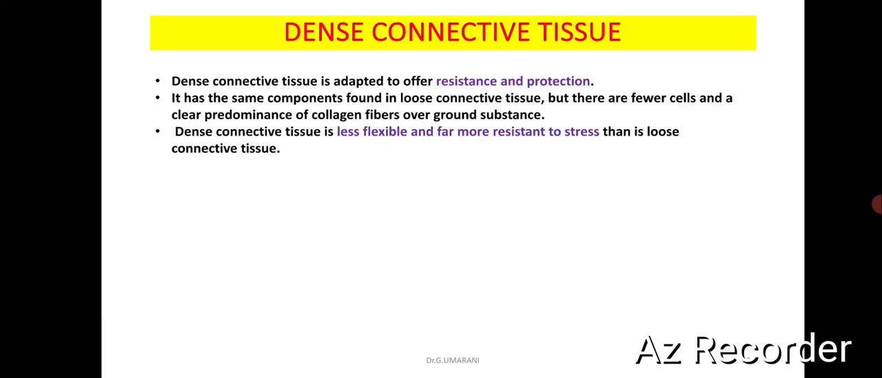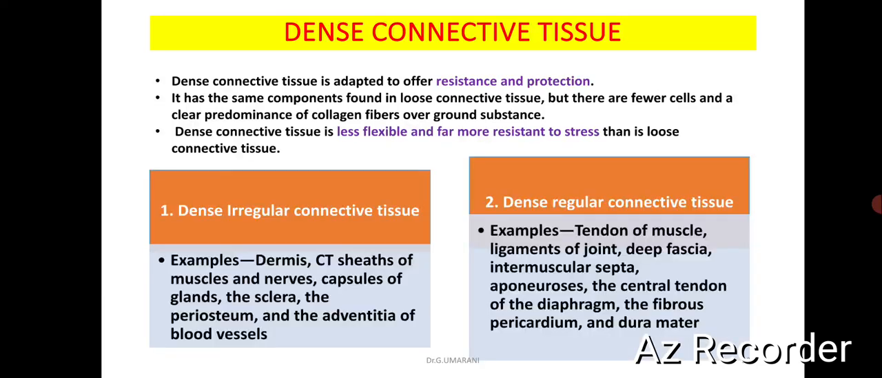Next connective tissue is the dense. This connective tissue is adapted to offer resistance and protection. It has the same components present in loose connective tissue, that is cells, fibers, and ground substance. But in this connective tissue, few cells are present and there is a clear predominance of collagen fibers over the ground substance. Dense connective tissue is less flexible and far more resistant to stress than loose connective tissue. It is divided into dense irregular connective tissue.